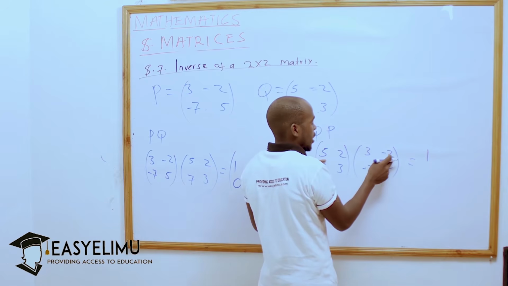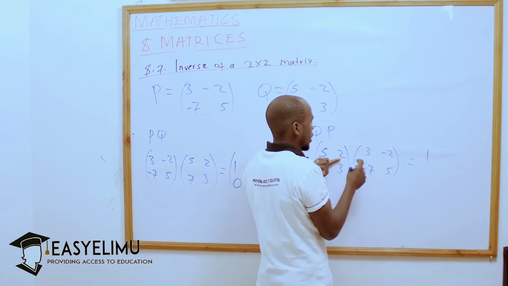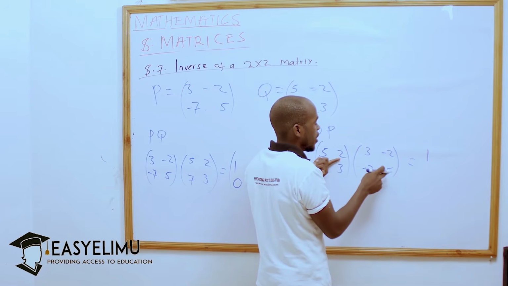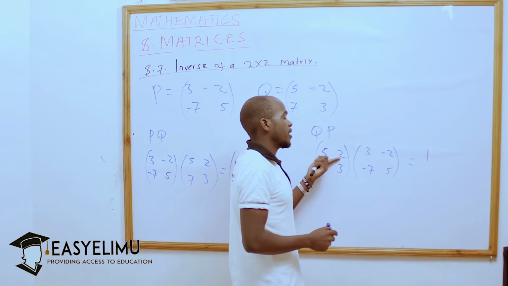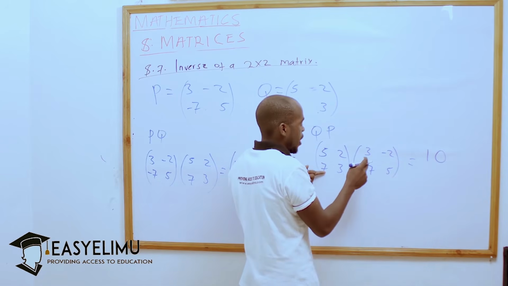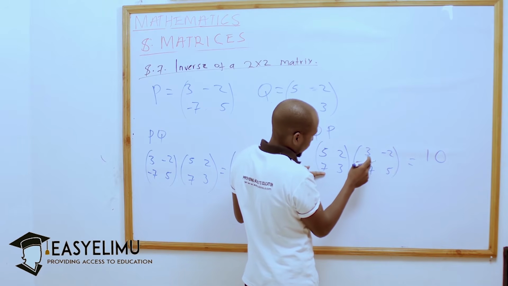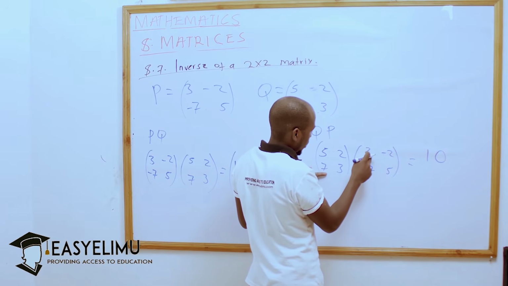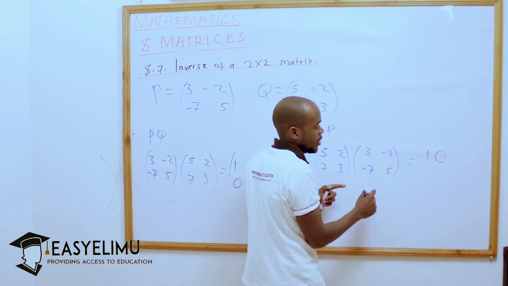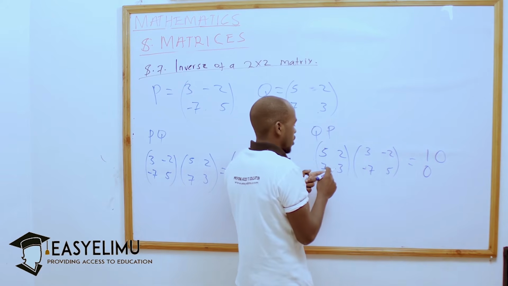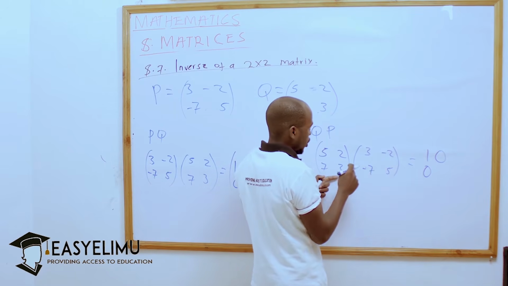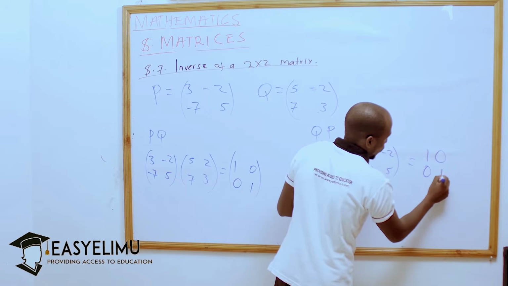5 by -2 is -10. -10 plus 2 by 5, that is 10. -10 plus 10 is 0. Then 7 by 3 is 21. 21 plus -21 is 0. 7 by -2 is -14. -14 plus 15 is 1.